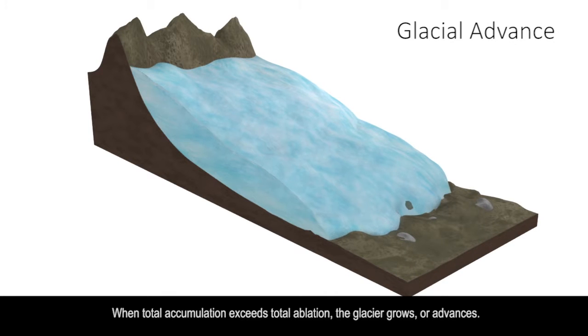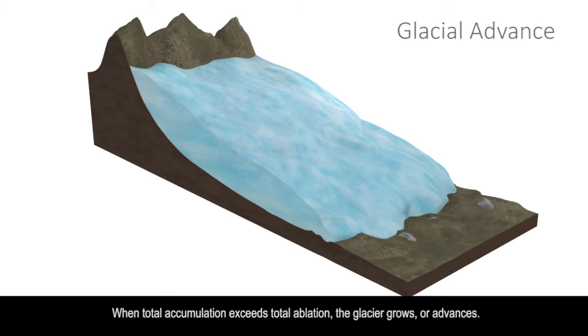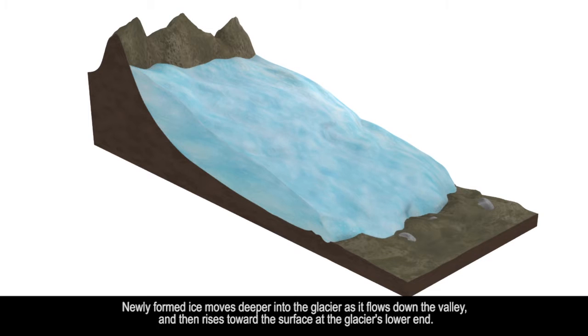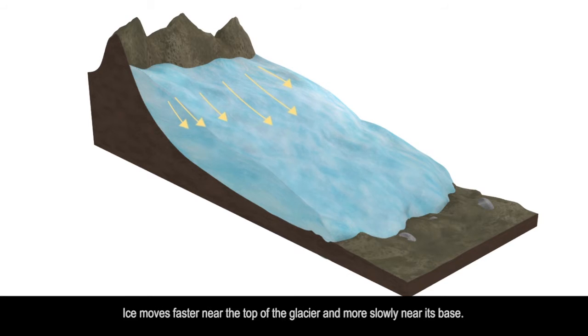When total accumulation exceeds total ablation, the glacier grows or advances. Newly formed ice moves deeper into the glacier as it flows down the valley and then rises toward the surface at the glacier's lower end. Ice moves faster near the top of the glacier and more slowly near its base.